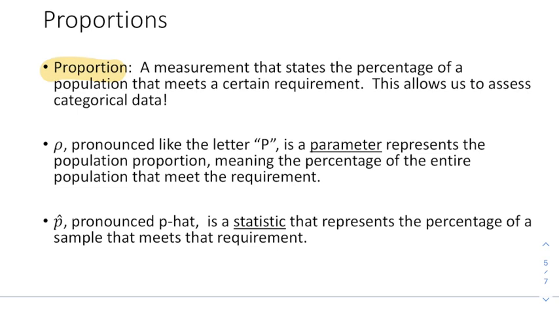So maybe it's a question of what percentage of the population has brown hair. So for the parameter, you can use the fancy notation, but it's really just a p. We just call it p, and it represents the population proportion. So what percentage of the entire population meets a requirement. This symbol here is pronounced p hat. This is a statistic that represents the percentage of the sample that meets that requirement. This is a statistic because it describes the sample.